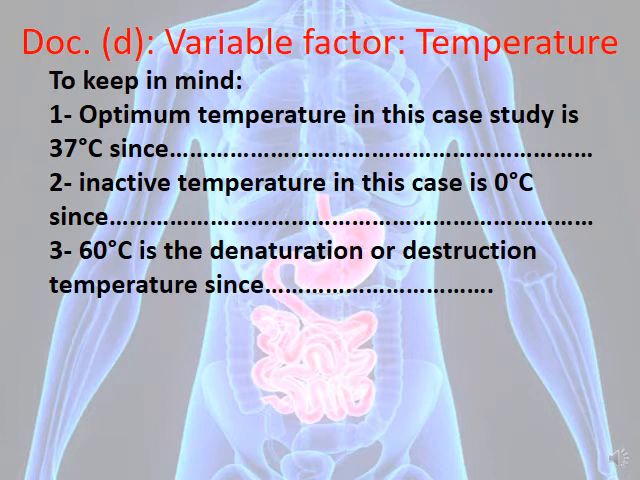While in the inactive state, they are sleeping. When we give them temperature 37, they will work again. This is the difference between the denaturation temperature and the inactive temperature. At the denaturation temperature the enzyme is destroyed and cannot act anymore, while at the inactive temperature the enzyme can work again when the temperature becomes 37 degrees.